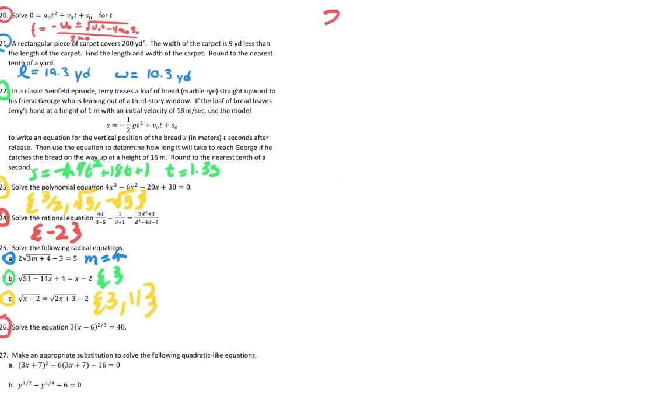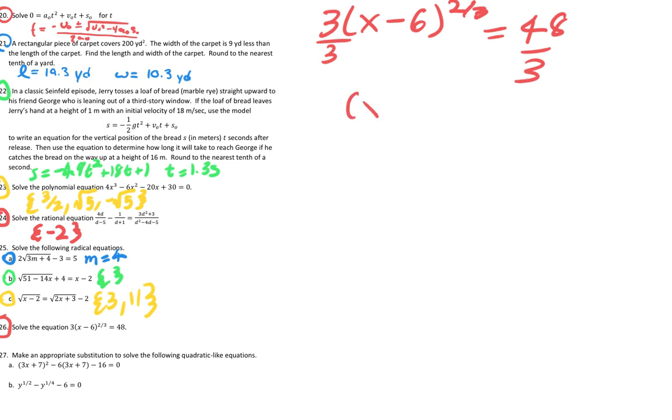We want to solve for 3 times (x minus 6) to the power of 2/3 is equal to 48. First thing I see is I'm going to divide by 3 on both sides. So 48 divided by 3 leaves us with 16. So (x minus 6) to the 2/3 is equal to 16.